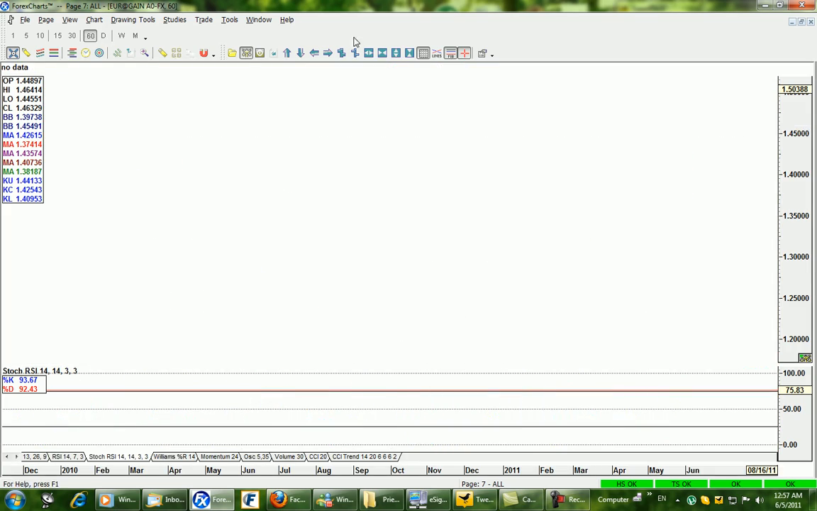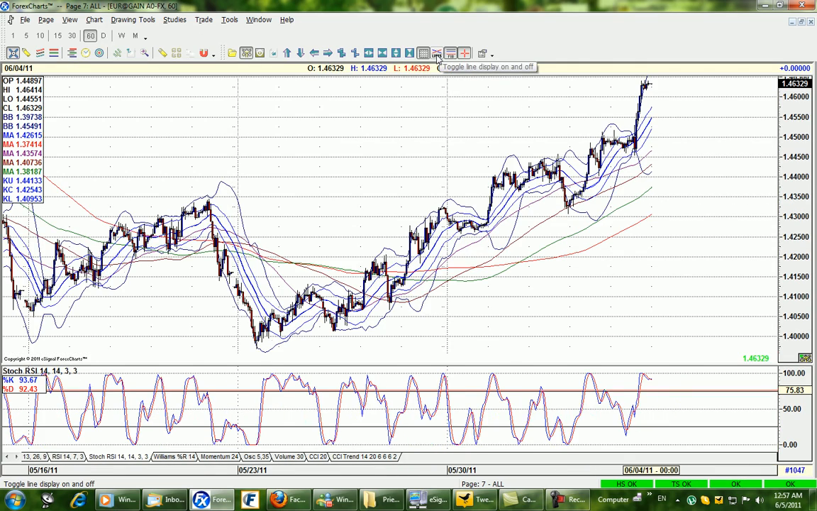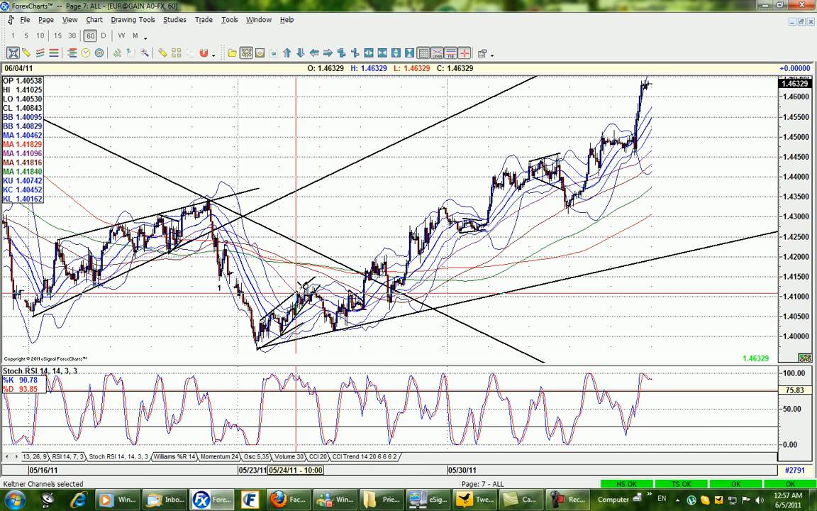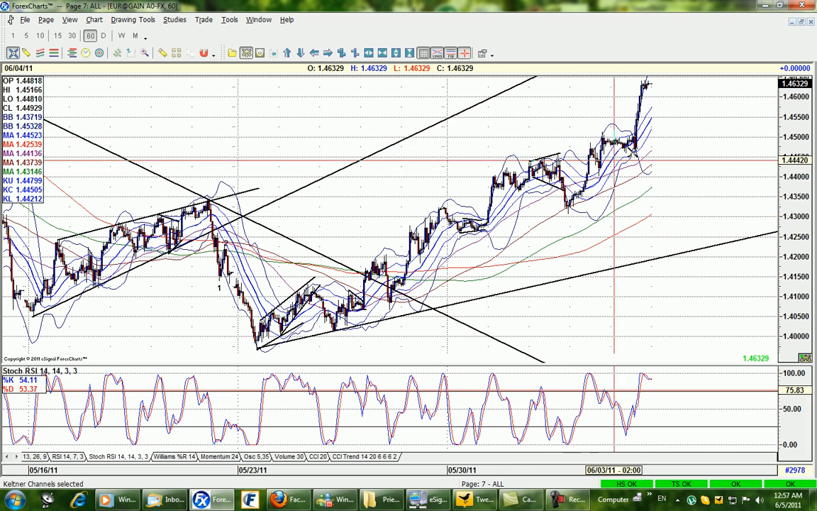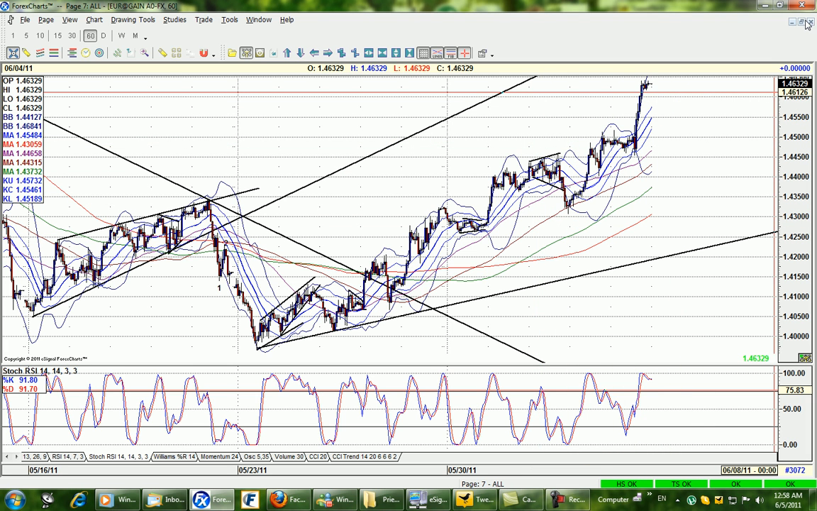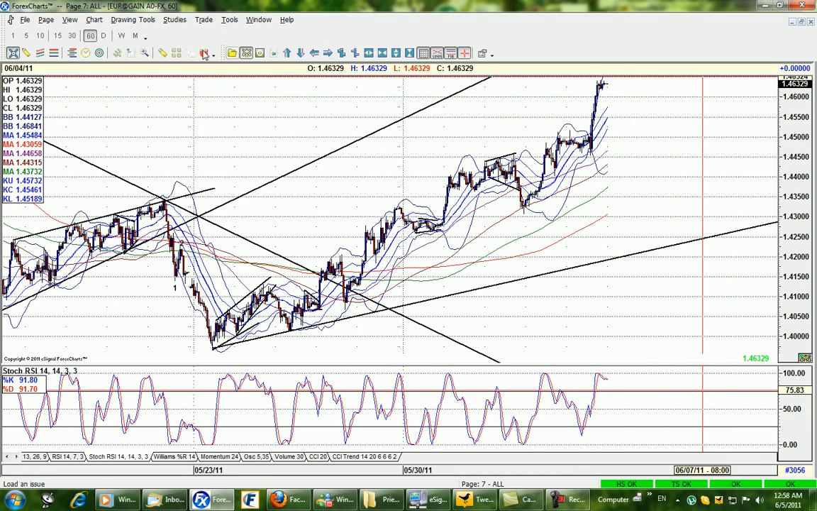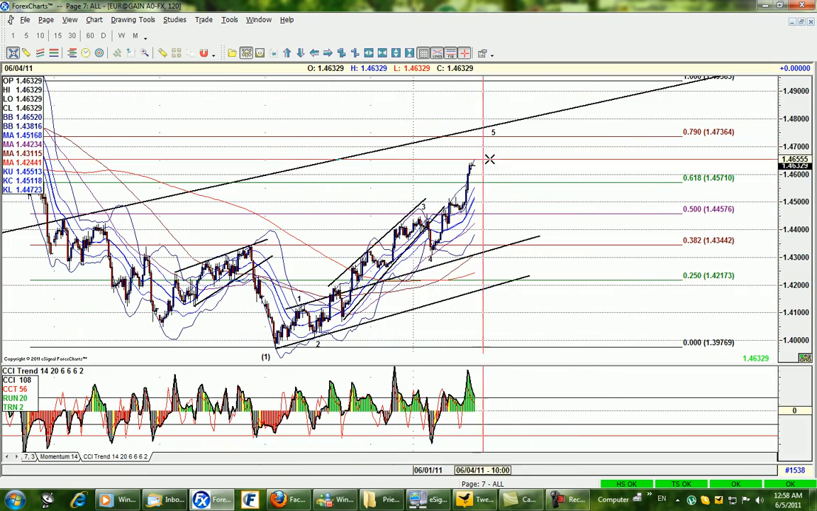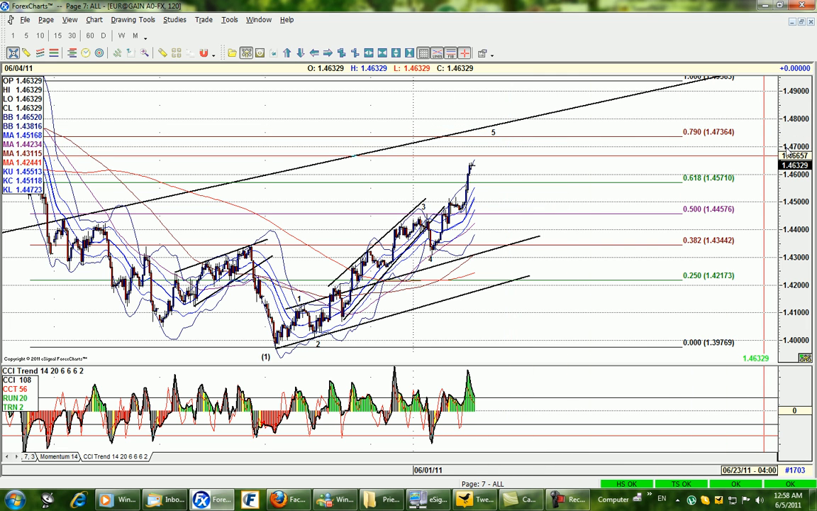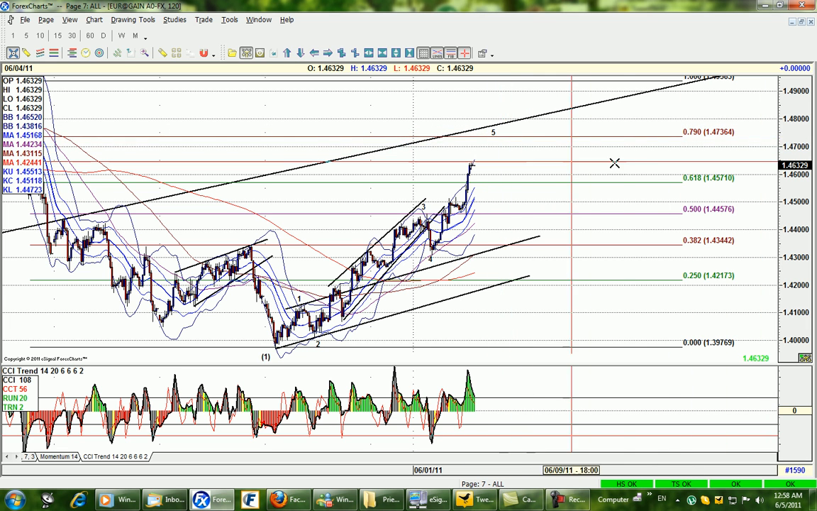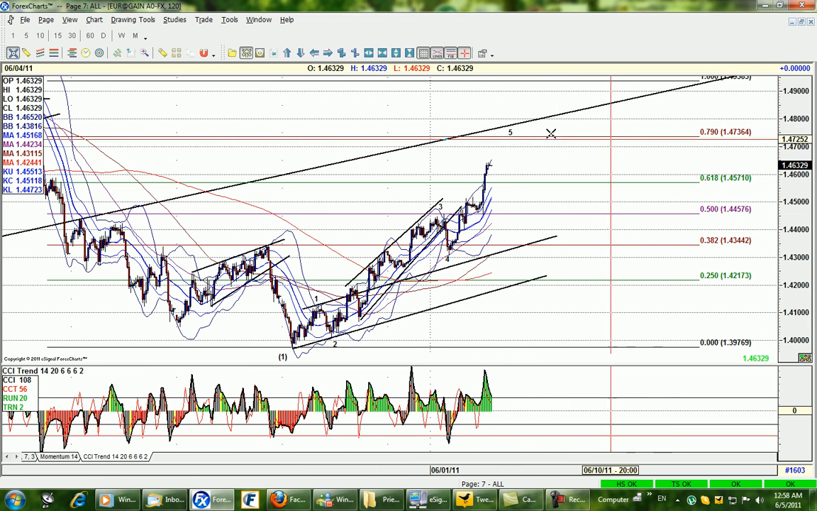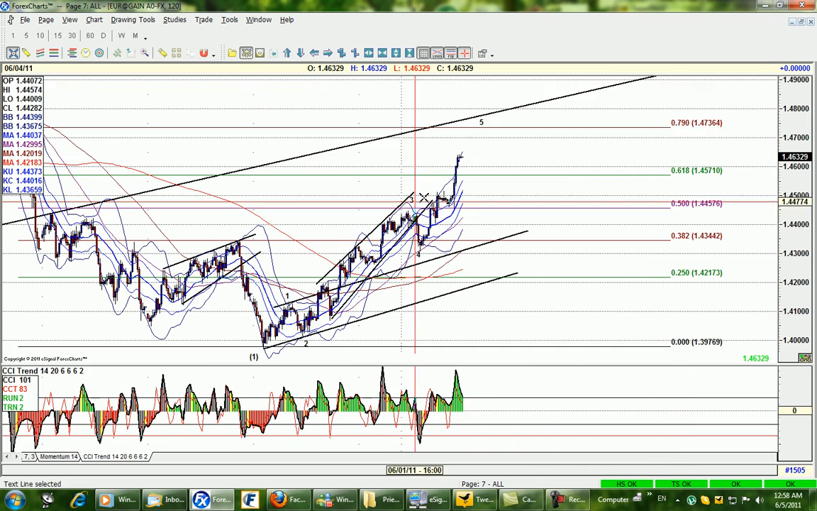If we zoom in into the hourly chart, this looks pretty much like 5 waves up from the bottom. 1, 2, 3, 4, and we're currently in the 5th wave higher. So we should find, let's show it on our chart, 1, 2, 3, 4, 5, and probably we're going to find resistance around the 1.47 level, or a bit higher, the 79% retracement of this rally, as it forms some kind of a consolidation pattern before it hits higher again.